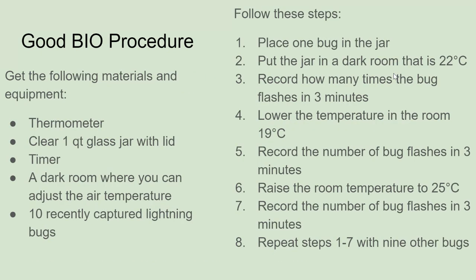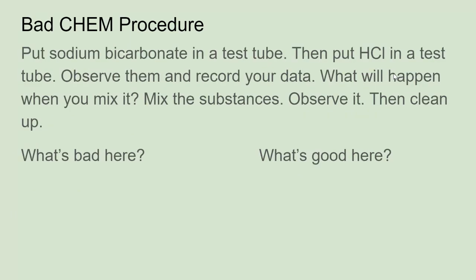This is a much better option for a biology procedure. You can see on the left that the different materials being used are listed and the steps are there, and they're much more detailed and precise. They're talking about specific temperatures and a specific number of bugs in any given jar and how to repeat the steps of the procedure. Next, I'm showing you a bad chemistry procedure.